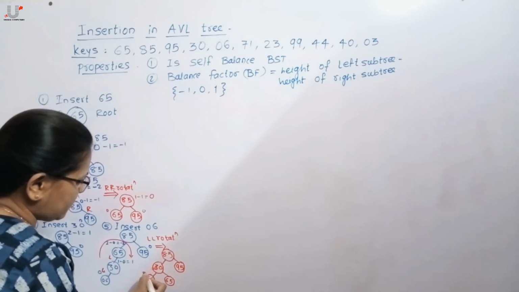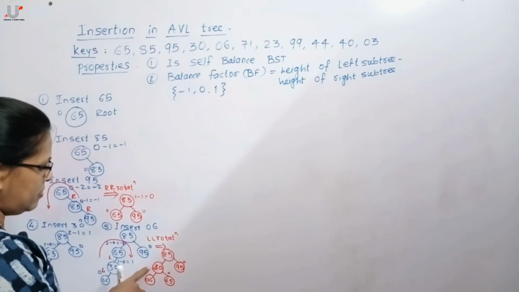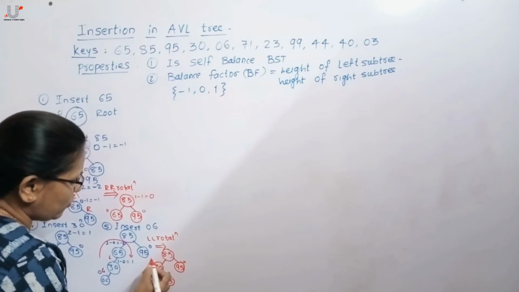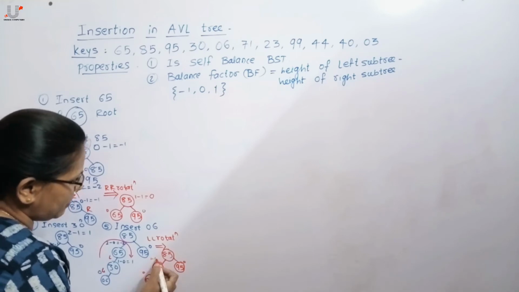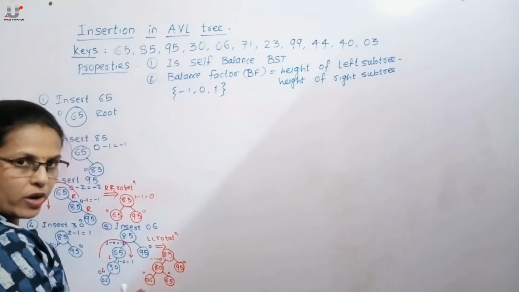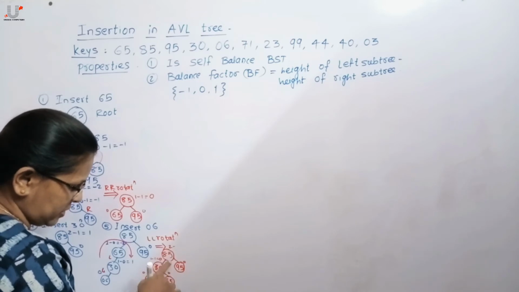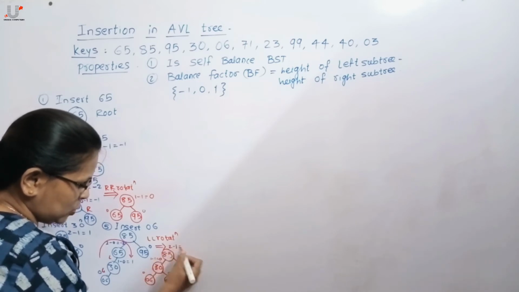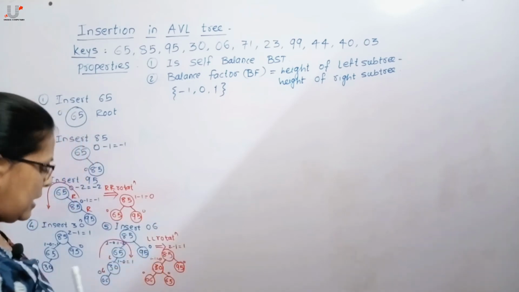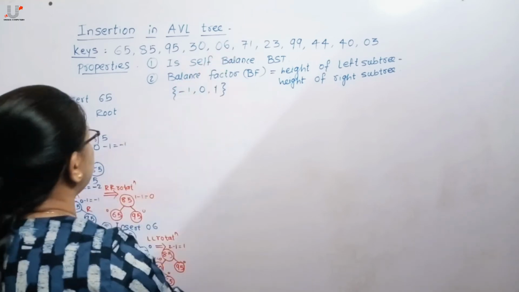Again check the balance factor. Balance factor for a leaf node is 0. Then balance factor for 30, height of left minus right subtree, so 1 minus 1. The balance factor is 0. For 85, max height of left subtree is 2 minus height of right subtree, as only 95 is there, so 2 minus 1, the balance factor is 1. Now the tree is a balanced tree. Next, we have to insert 71.